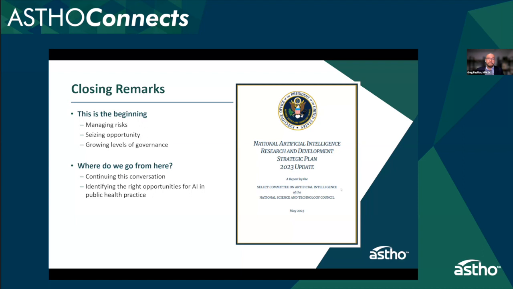ASTHO will also be convening an external work group of multi-sector partners to help advise the public health community on ways to implement AI in public health practice. So more to come soon on that, but we understand that there are a lot of questions, and I think the public health community alone will not be able to answer all those questions. So we look forward to partnering broadly in that area of discovery.